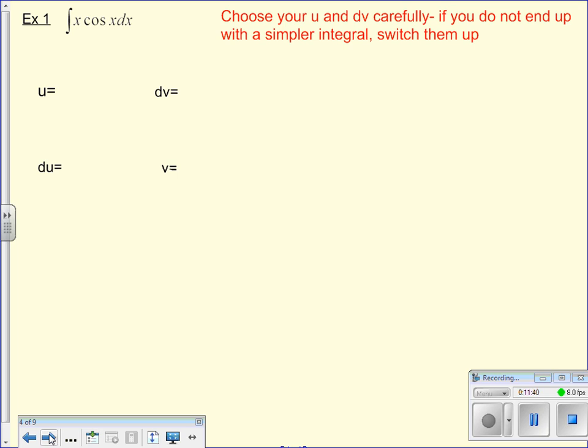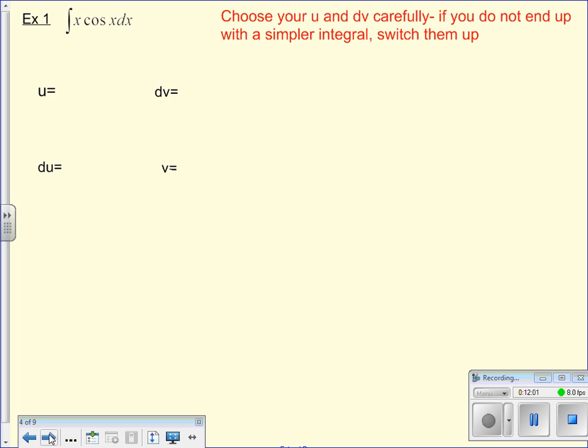So if I go back to LIPET, first thing in LIPET, logarithms. Do I have any logarithms? No, so I don't have to worry about that. Next thing, inverse trig functions. Do I have an inverse trig function? No, that's just a regular trig function, not an inverse function. Next thing on the list is a polynomial. Do I have any polynomials?